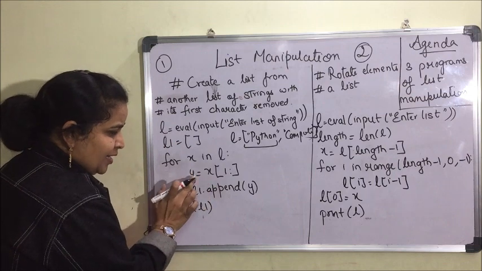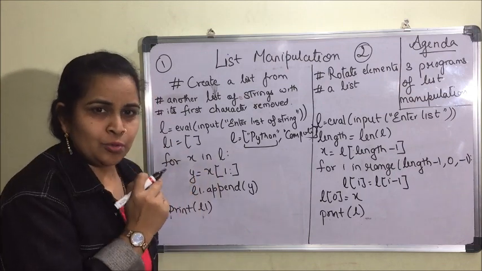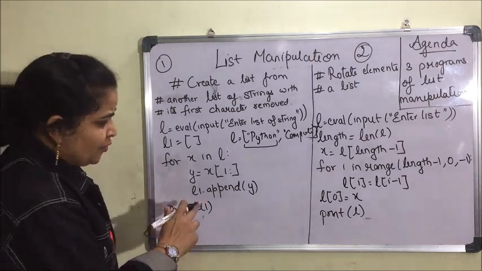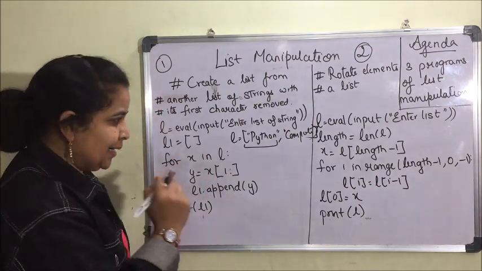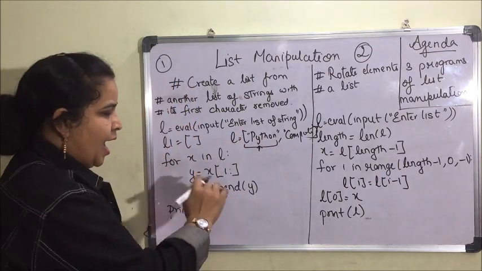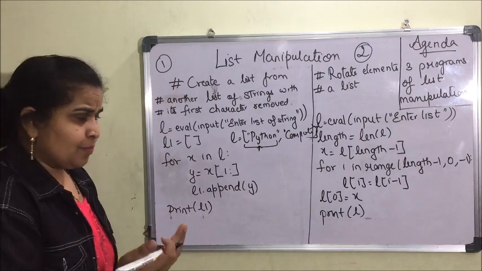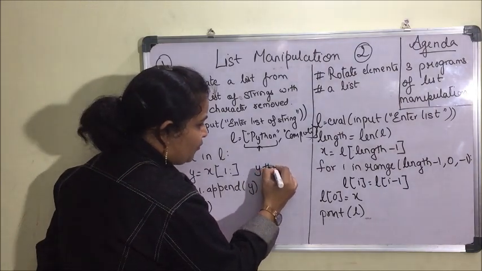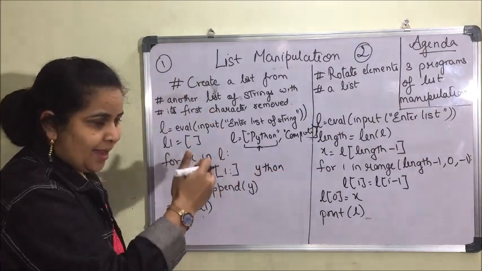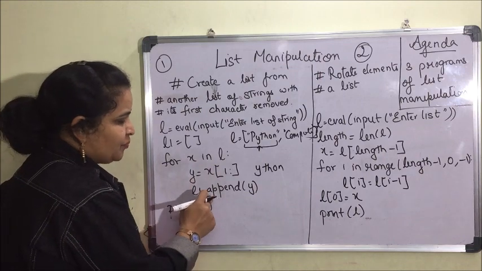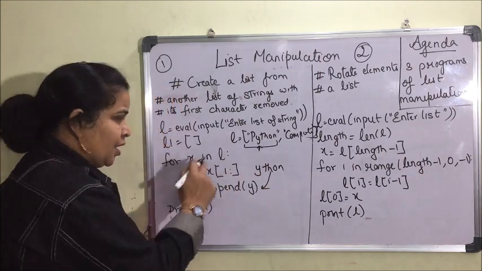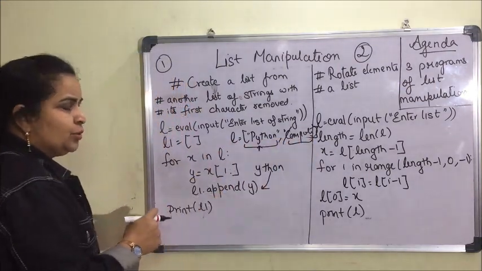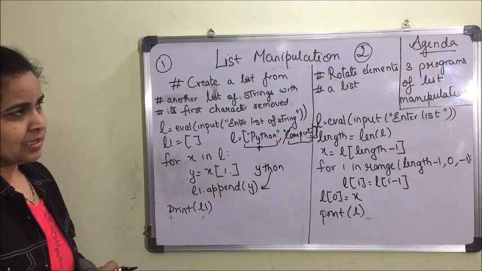Y is equal to X, this is string slicing. If you don't know what is string slicing, you can go to my previous videos and see what is string slicing. So it will start from the first index, so first element will begin from here and upper limit is not given. It means that it will go till last. So Y will contain YTHON. P will be truncated. And then this L1 will append this value. Similarly, when we will go to the next element, C will be truncated and it will be appended to the new list. And finally, we will print the list.